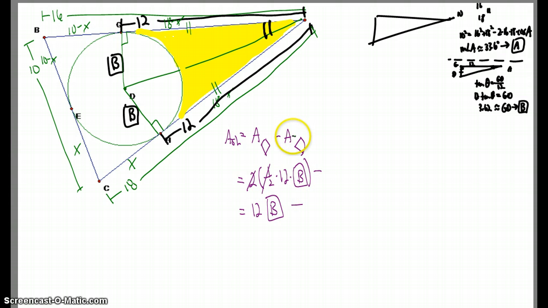Now we have to subtract away the area of this little sector. So what we know about that sector is that there is a central angle. We don't know that yet, but that's going to be divided by 360 times pi times the radius, which we already know, squared. So in order to finish off these calculations, the last thing we have to really find is the measurement of that angle.